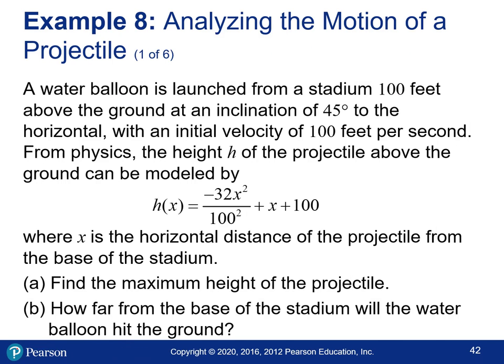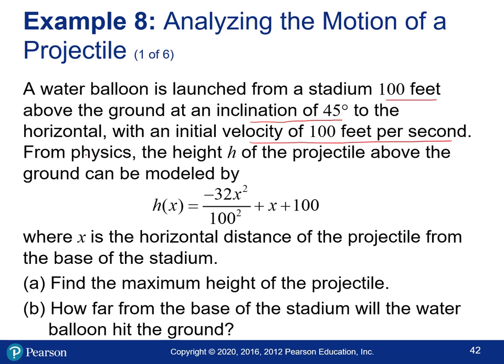Alright, one last example. This one is going to be more of an application type problem. So analyzing the motion of something that's being projected or launched. So a water balloon is launched from a stadium 100 feet above the ground. I'm going to just underline some important numbers. 100 feet above the ground at an inclination or angle of 45 degrees to the horizontal, with an initial velocity of 100 feet per second.